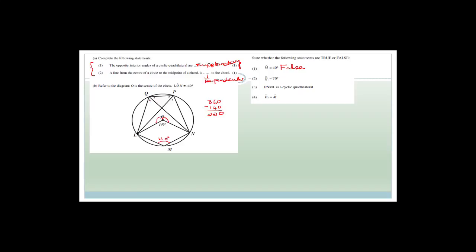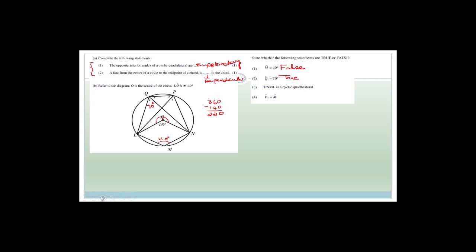Angle Q1 is 70 degrees is however true because Q1 is subtended by LN and so is O. So since both of these are subtended by LN, we could say that angle at the center is twice the angle at the circumference. So this is true.